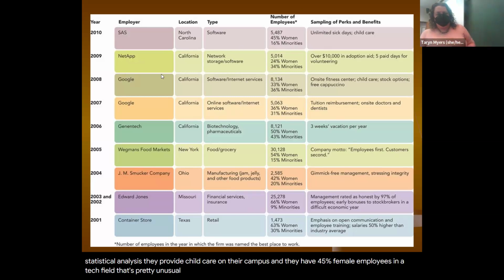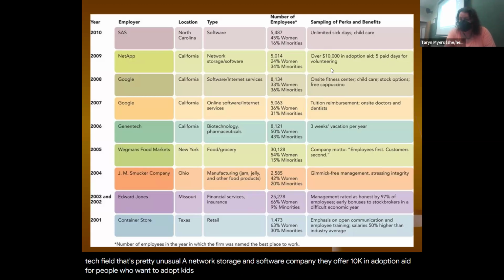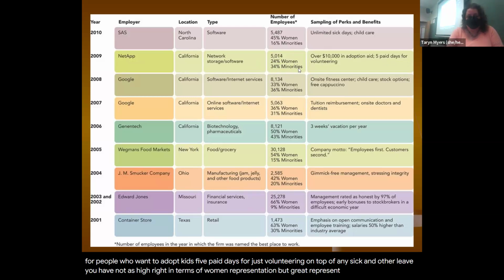NetApp, a network storage and software company. They offer 10K in adoption aid for people who want to adopt kids. 5 paid days for just volunteering on top of any sick and other leave you have. Not as high, right, in terms of women representation, but great representation of minorities.